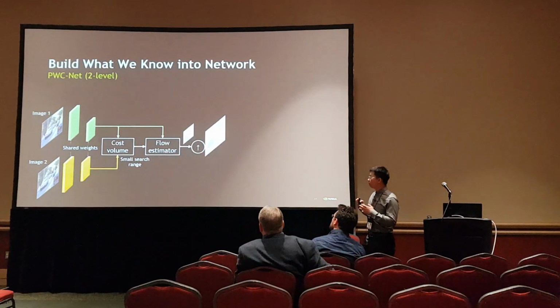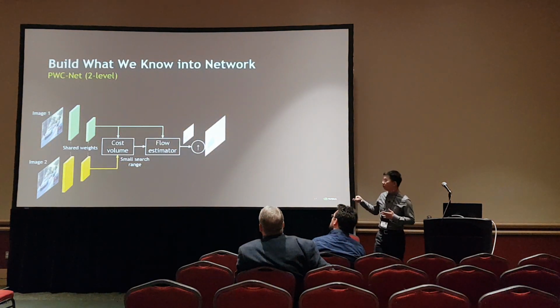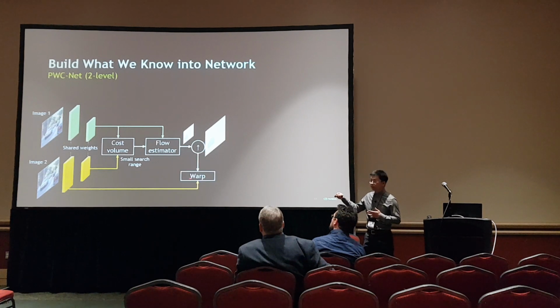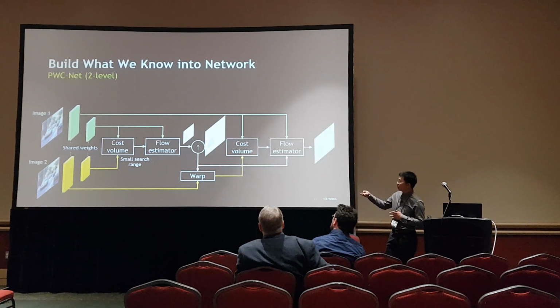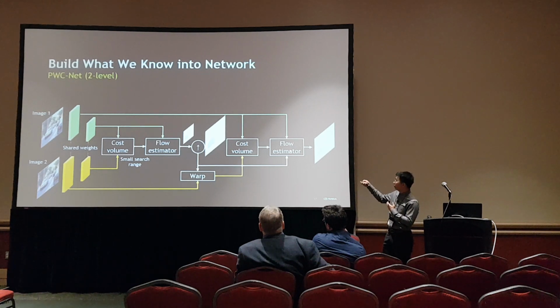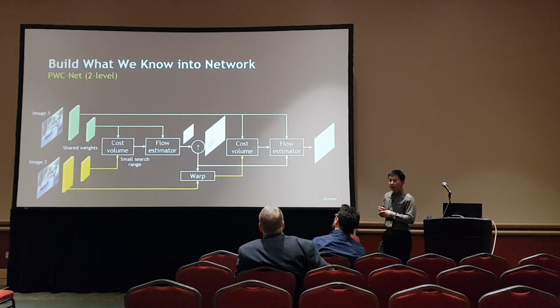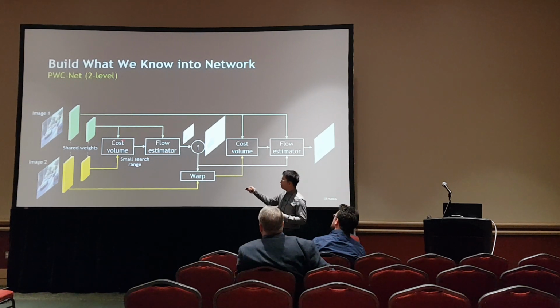So going back to our network, given the upsampled flow, we can warp the features of the second image. And then we can use the warped feature to compute the cost volume with features of the first image. Because warping makes the motion much smaller, we can use a very small search range. And then we give the upsampled flow, cost volume, and feature of the first image to the flow estimator to refine the motion. And if you consider the motion at the top level is 0 for initialization, the processing will be the same across the pyramid levels.